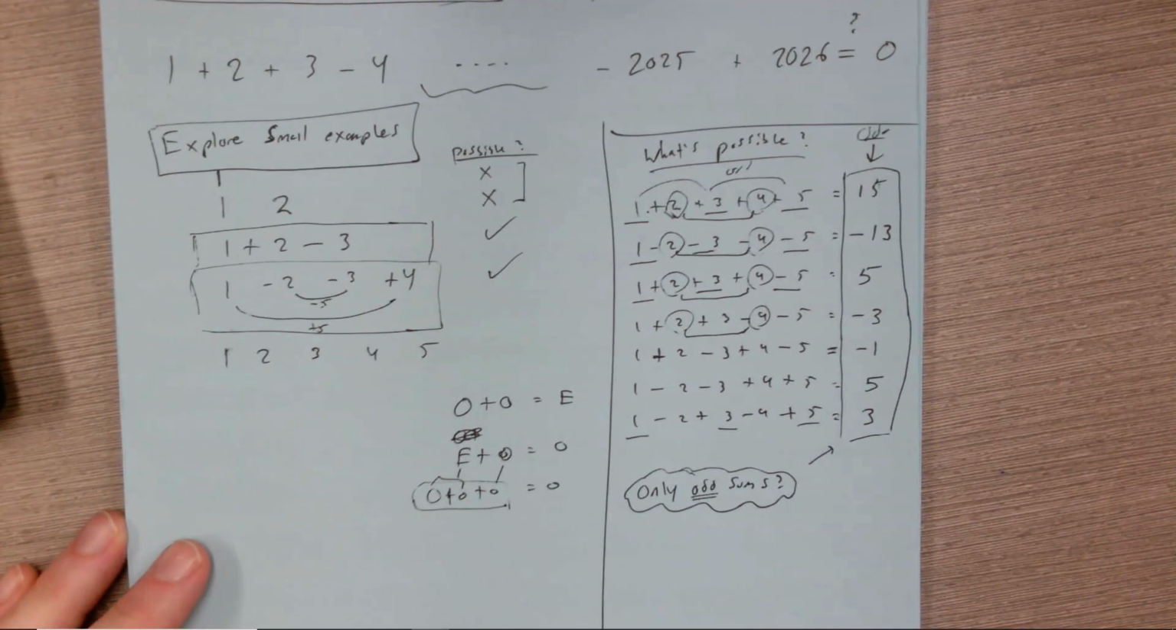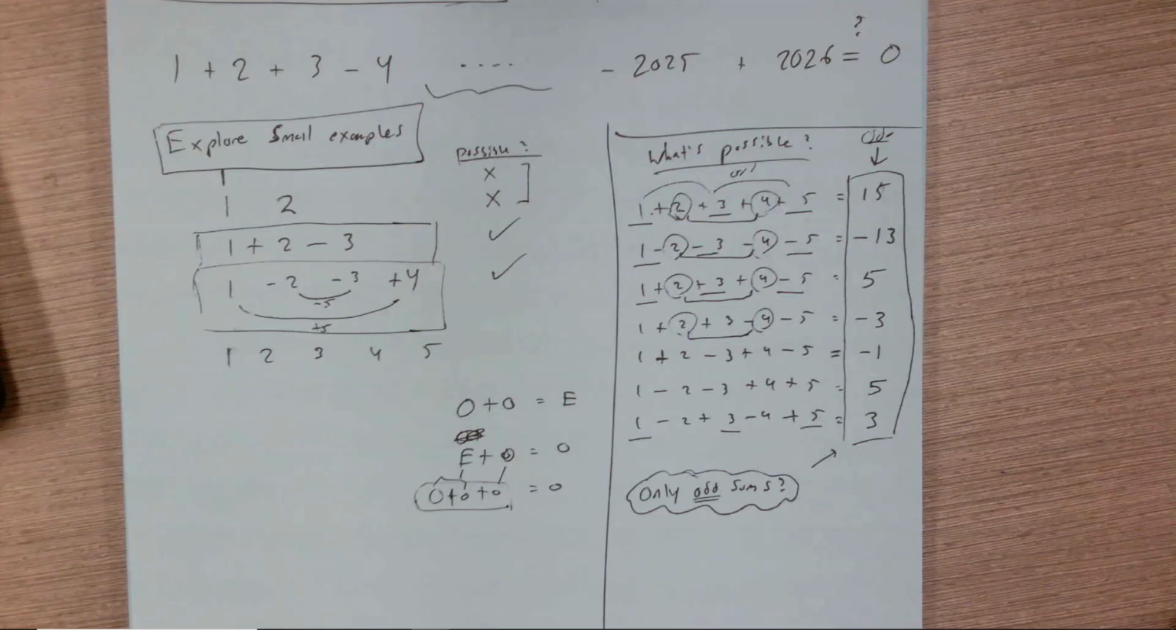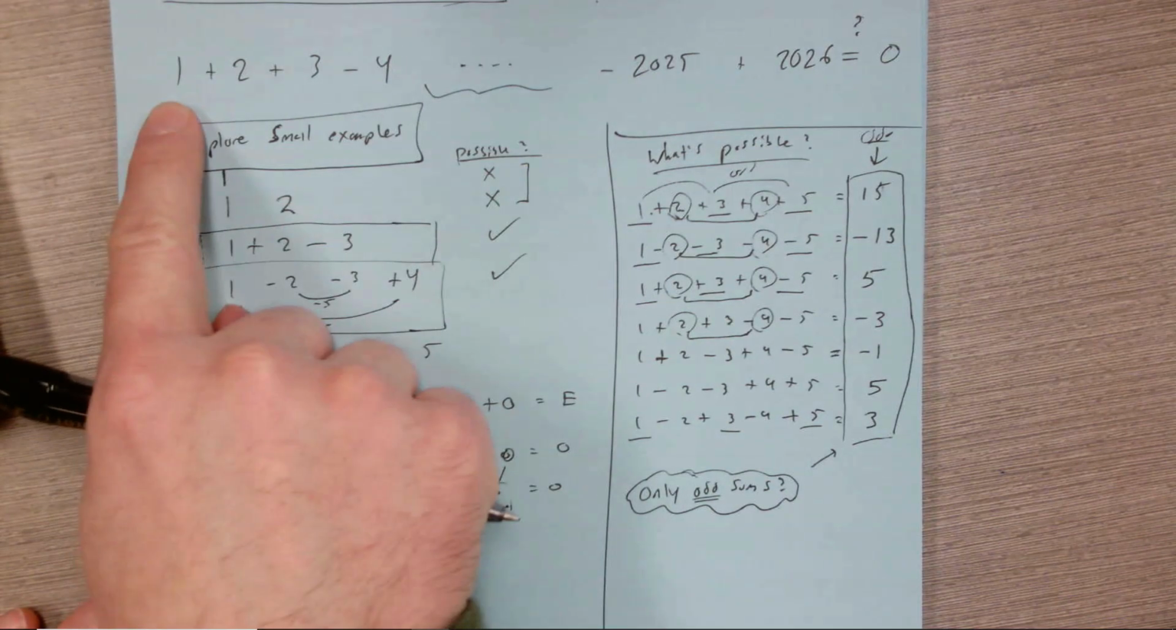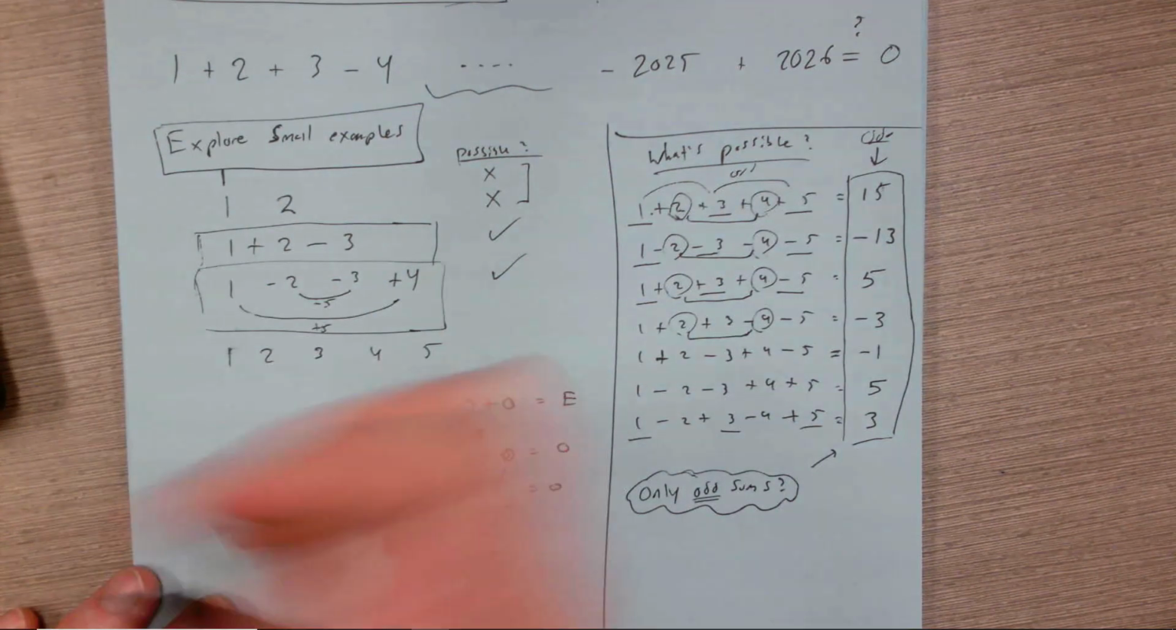Okay, so now we're ready to try and connect back to the original problem. I noticed for one particular example that all the sums were odd, and now we know why they're odd. So does that reason apply to the question I'm trying to figure out? In order to decide, I have to ask myself, well, how many odd numbers are there from 1 up to 2026?